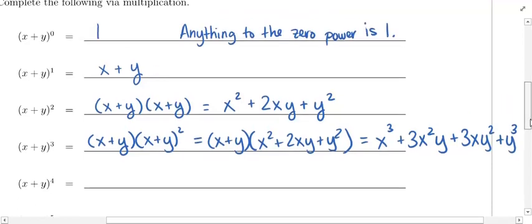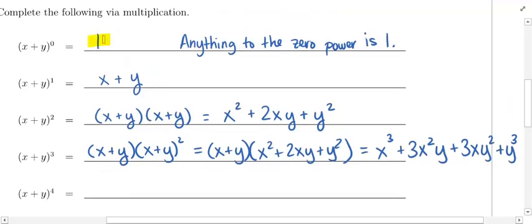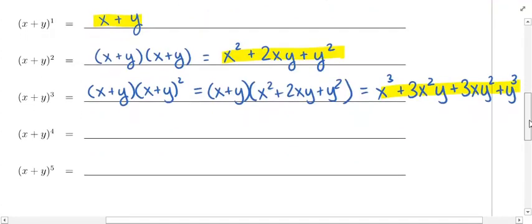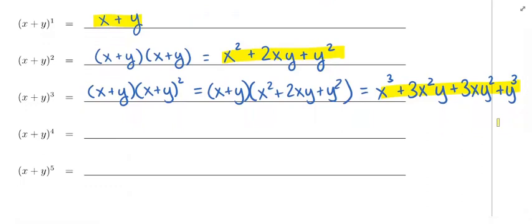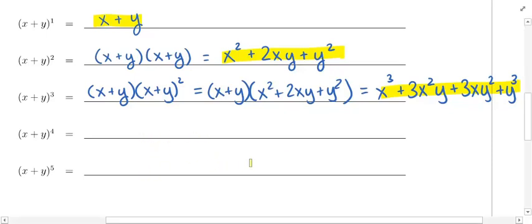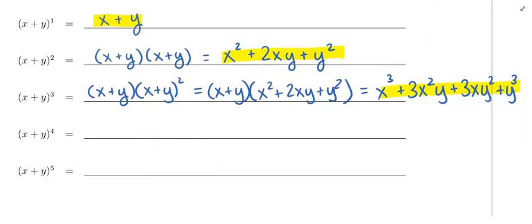Okay, so I'm going to go back and highlight what we've been getting as our results. All right, so now we're going to bump it up again. x plus y to the 4th and x plus y to the 5th. Hopefully you know how to do the distribution on your own. I'm going to pause the video and work these two out on the next page as I have been doing, and then I'll come back and write the answers here, and then I'll resume the video.